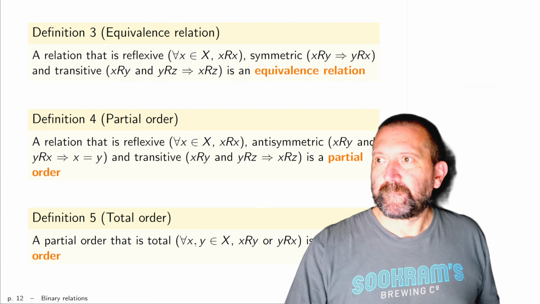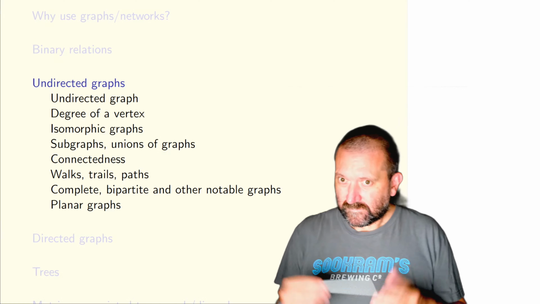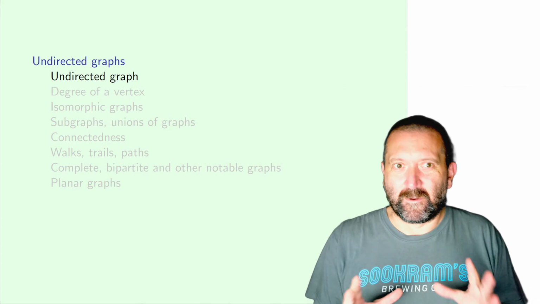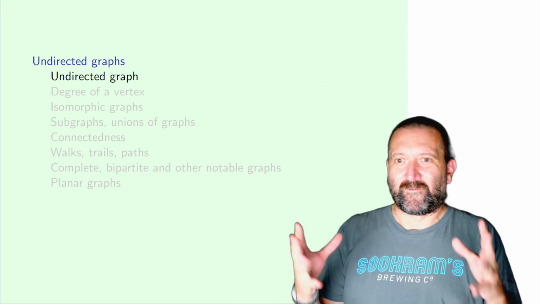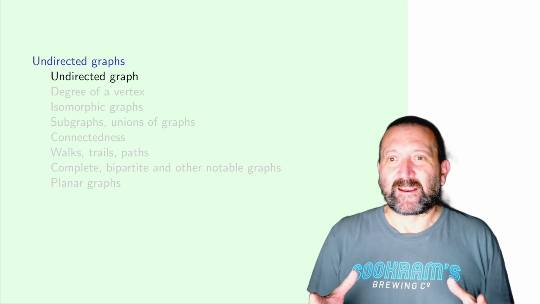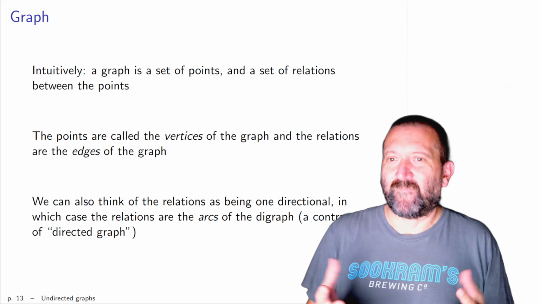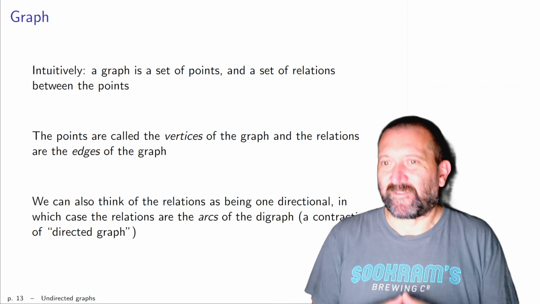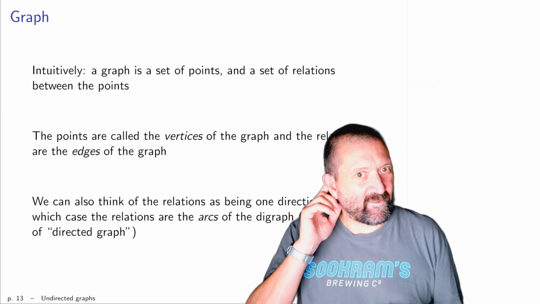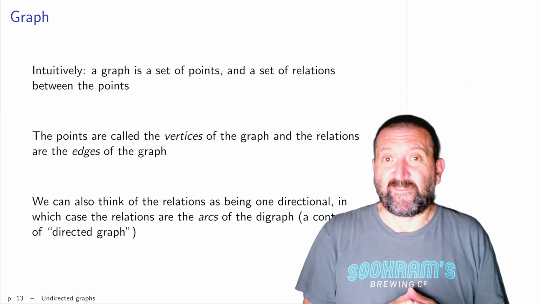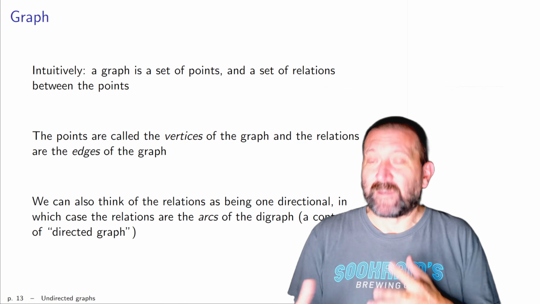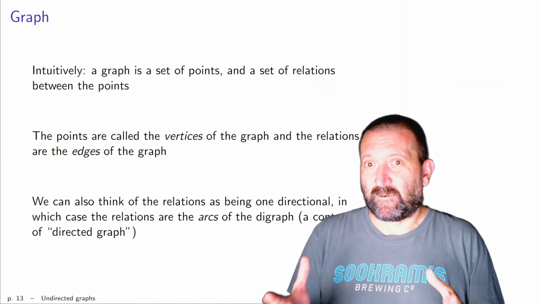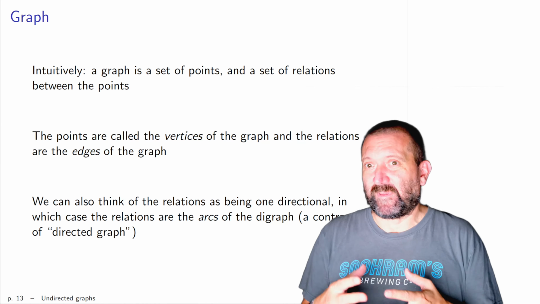Now, let's look at graphs. We're going to start our tour of graphs with undirected graphs, which are the ones that you learn about the most frequently in the early graph theory courses. So a graph is going to be a set of points and a set of relationships between these points. And the points are what we'll call the vertices, and the relationships are going to be the edges.